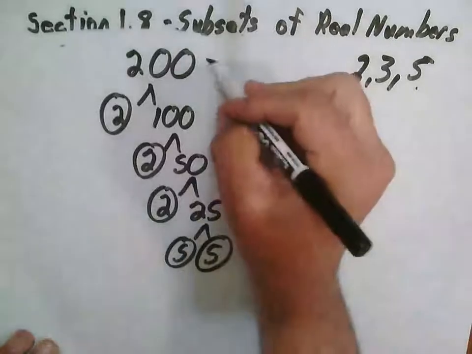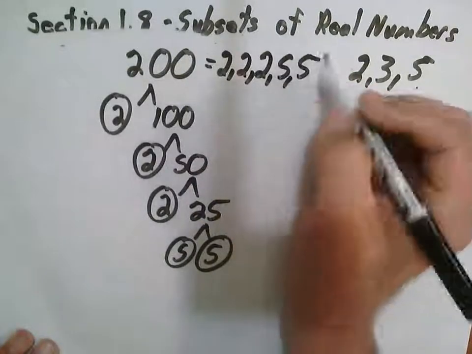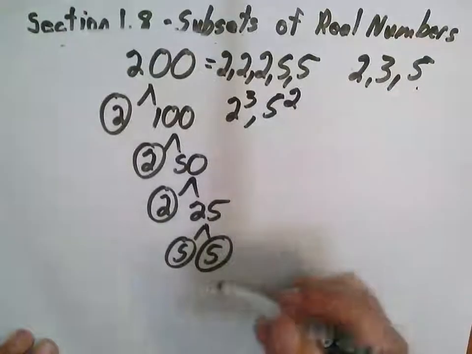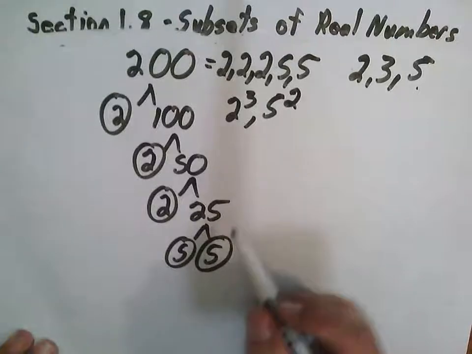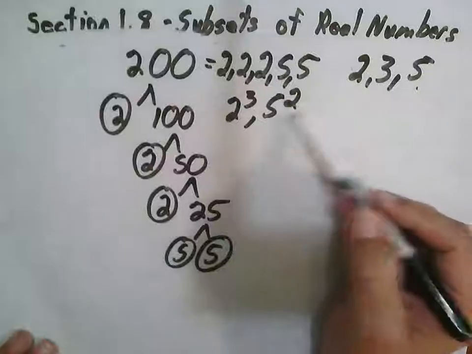So if I'm writing out all the factors of this, it will be 2, 2, 2, 5, and 5. Also acceptable is 2 to the third power and 5 to the second power. And all I'm doing is counting how many times I have them. I have three 2s, 1, 2, 3, and then I will put it here. I have 5, I have 2 of those, and I put those there.